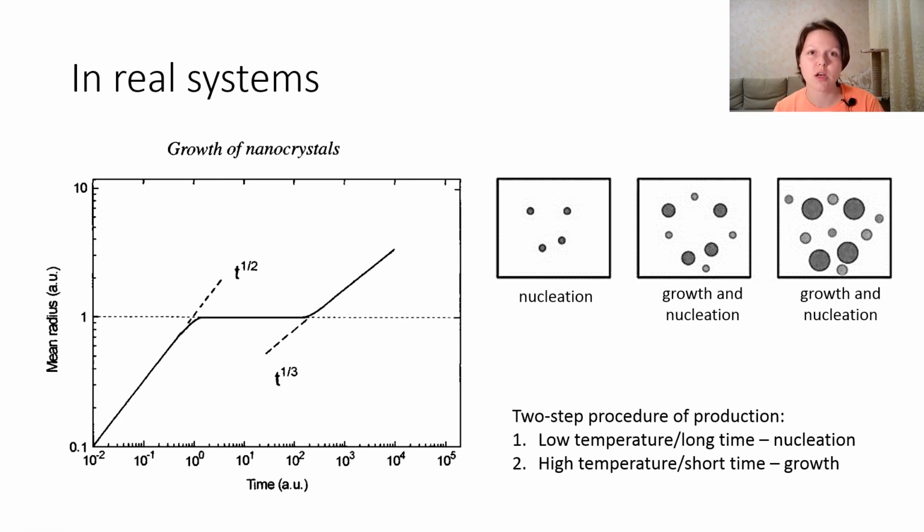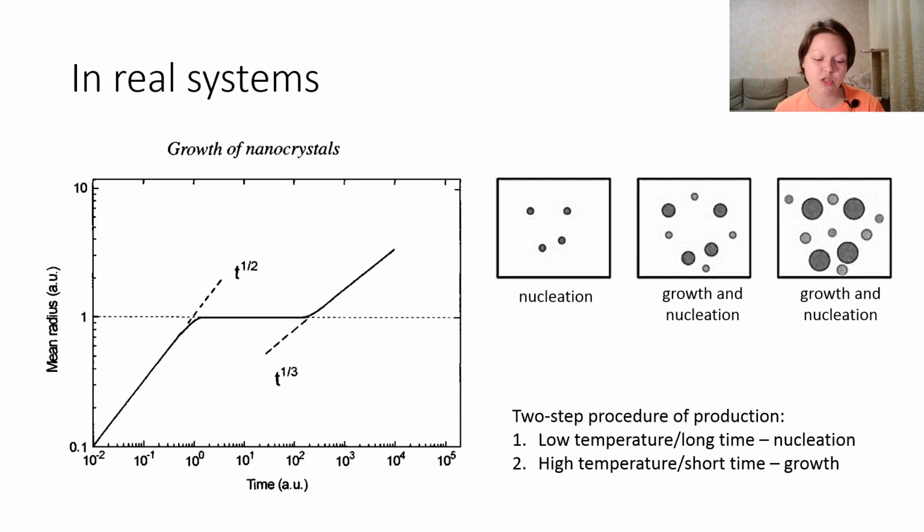But during production of semiconductor nanoparticles or nanocrystals inside of a commercial glass, usually a two-step procedure takes place. At the first step, low temperature and long duration is usually used to provide a nucleation of big amount of small nuclei. At the second step, high temperature and short duration are usually used to provide intensive growth of the nanocrystals of nuclei without changing the concentration.